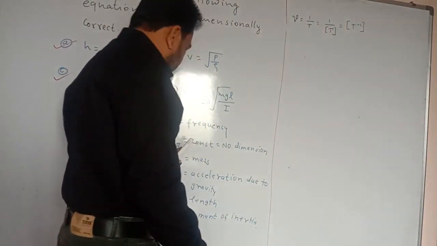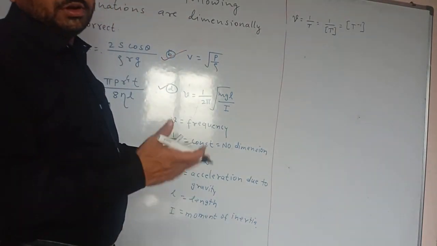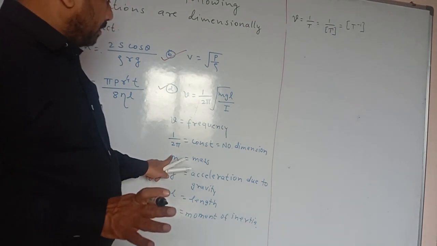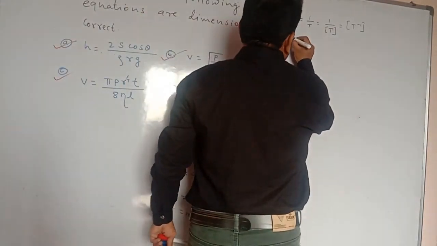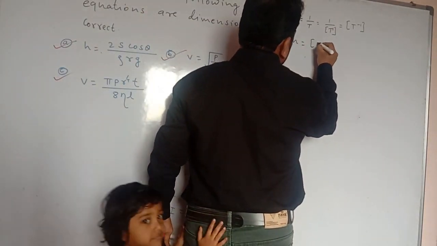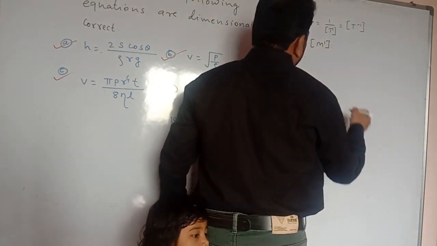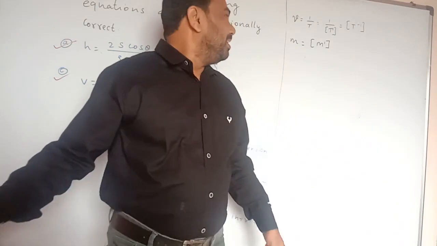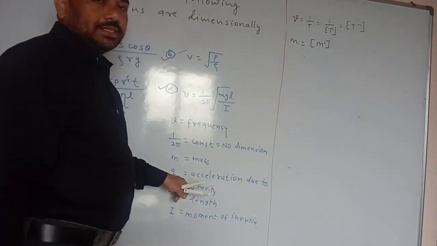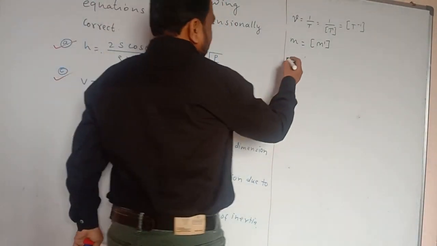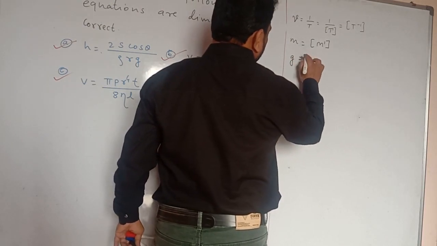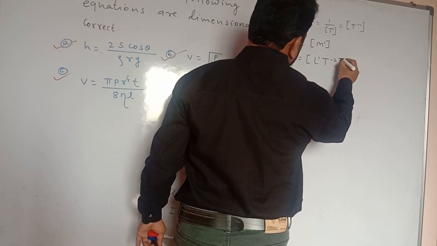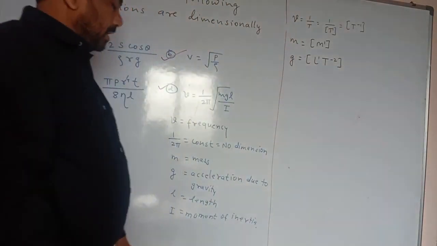Then the next quantity, 1 by 2π, is already a constant, so it has no dimension. Then m, mass. The dimension of m is M¹, so you have to write the dimension of mass as M¹. Then g, acceleration due to gravity. We have already calculated its dimension, that is L¹T⁻². So just write it.